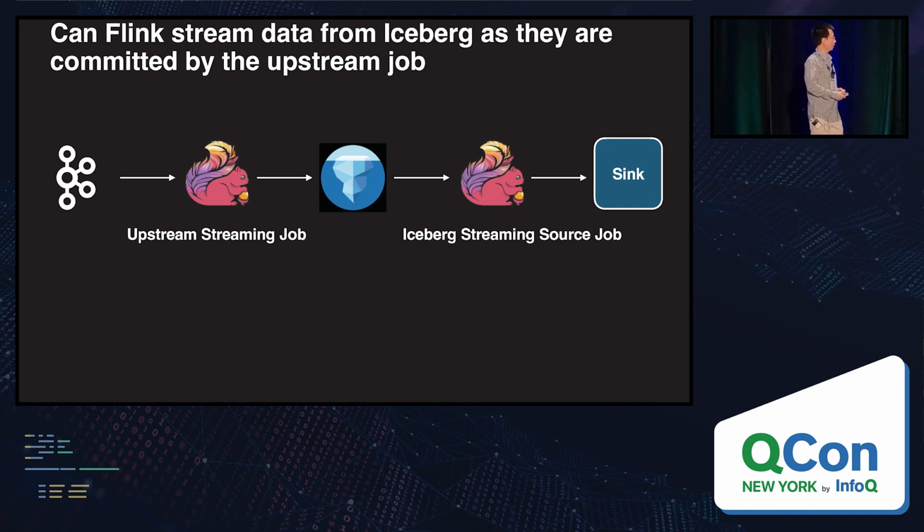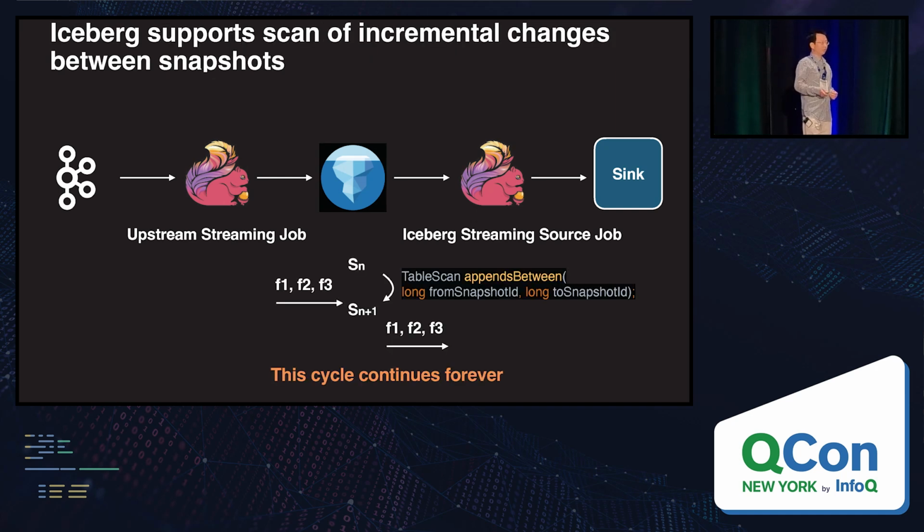So the question we're asking: can a downstream Flink job stream data out of the Iceberg table as they are committed by the upstream job? The answer is yes. Let's say that currently the Iceberg table has snapshot n. The upstream job commits 3 new data files. It will create a new snapshot in the Iceberg table called n+1.